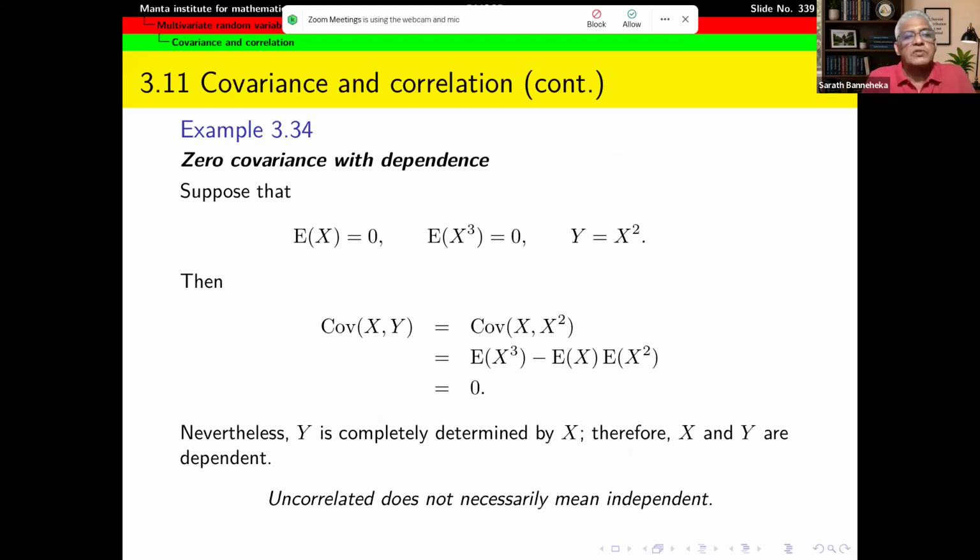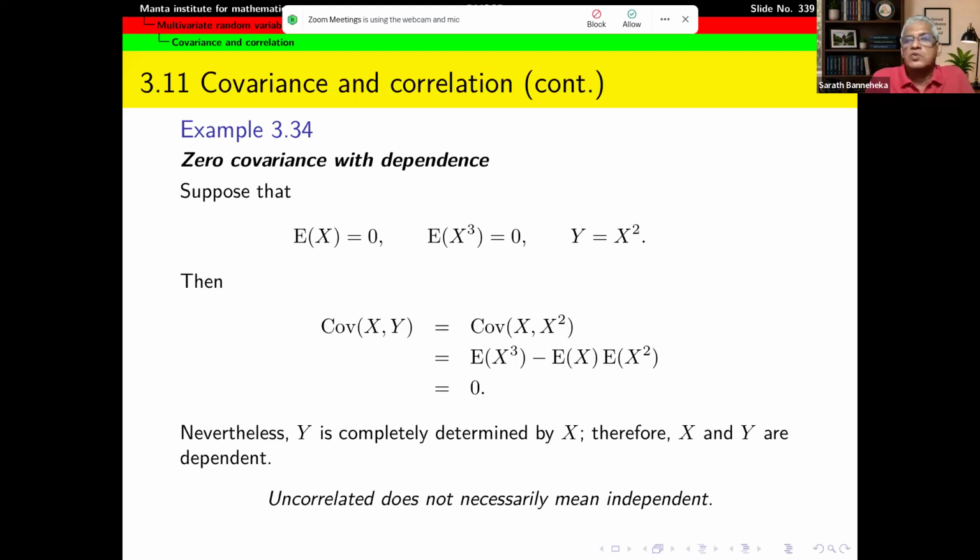Okay, let's look at an example. Zero covariance, but not independent. Zero covariance with dependence. Suppose that there is a random variable x with mean 0, expected value of x to the power 3 is also 0, and suppose y is equal to x square. A particular example for this is the standard normal.